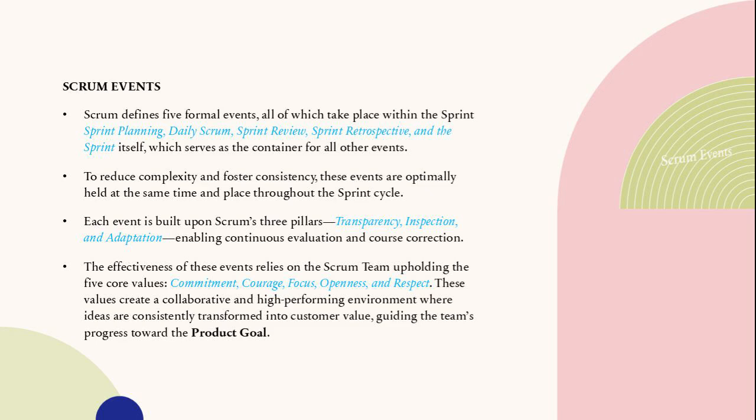Scrum defines 5 formal events, all designed to promote transparency, inspection, and adaptation. These events are precisely time-boxed, meaning they have a maximum duration, and they all take place within the sprint itself, which acts as the container. For consistency, they're optimally held at the same time and place throughout the sprint cycle. The effectiveness of these events hinges on upholding those 5 core values we just discussed: commitment, courage, focus, openness, and respect. These values help transform ideas into tangible customer value.